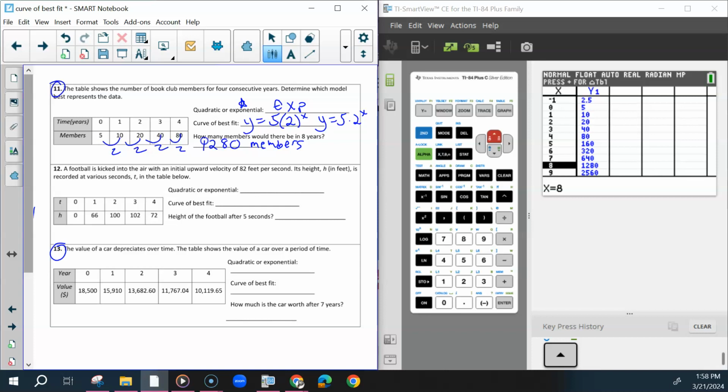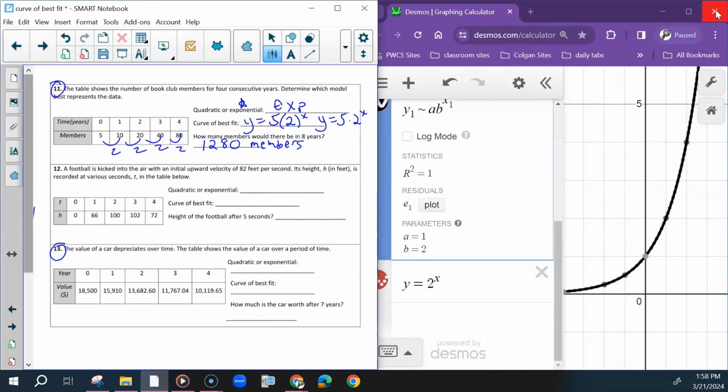Okay. In 13, another problem, we're going to do this one in Desmos. The value of a car depreciates over time. Just in case you're wondering what that means, it starts having some value. Let's say your parents or you bought a car for, let's say this price, $18,500. In 5 years, 10 years, 15 years, however many years, even in 1 year, the car will not have the same value as the price you bought it at. It will go down in value, decrease in value.